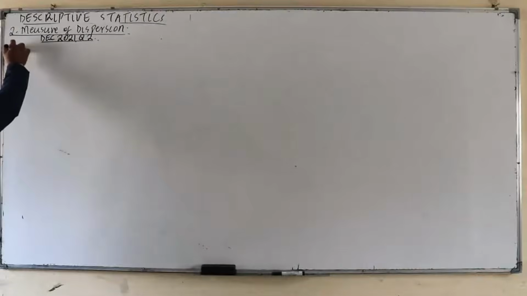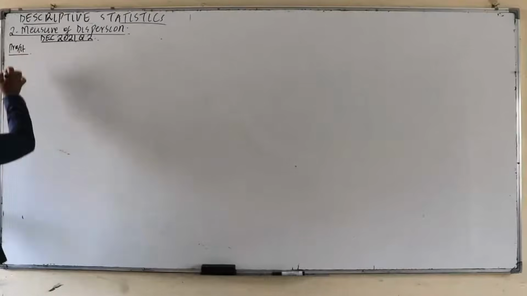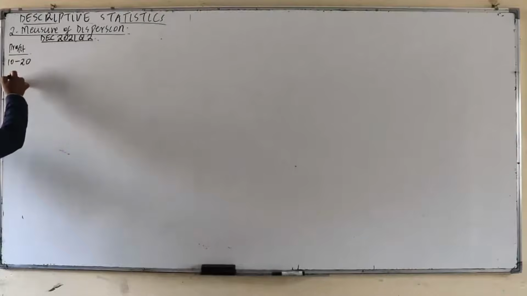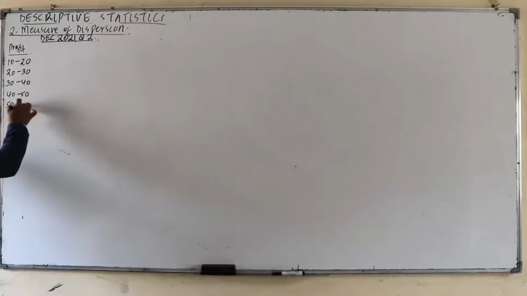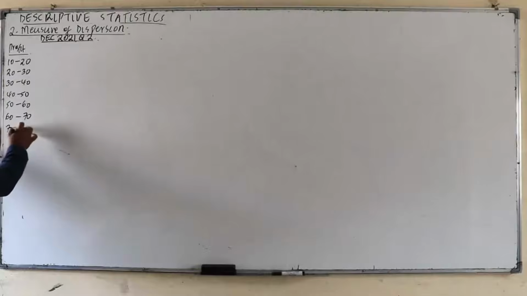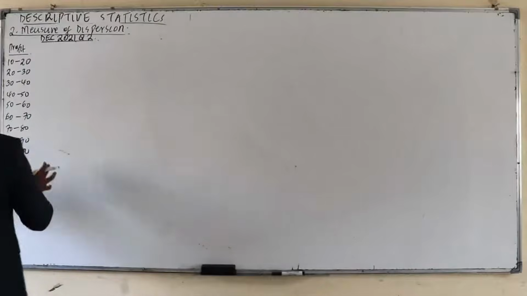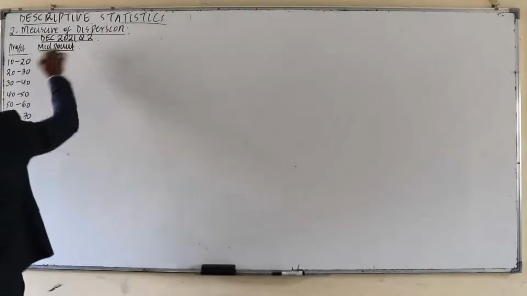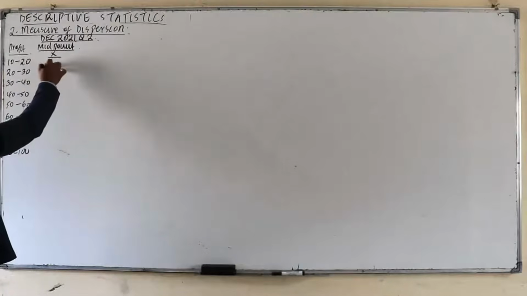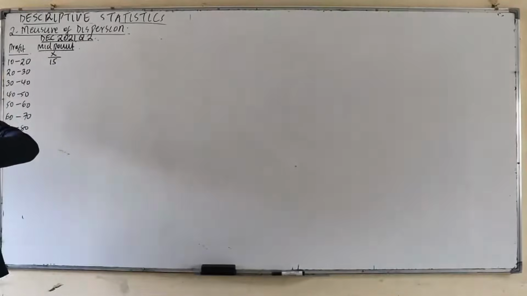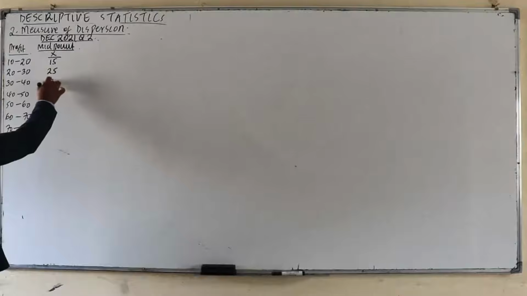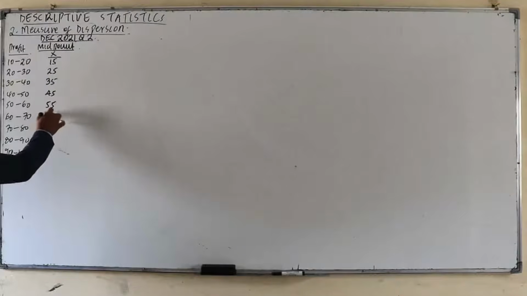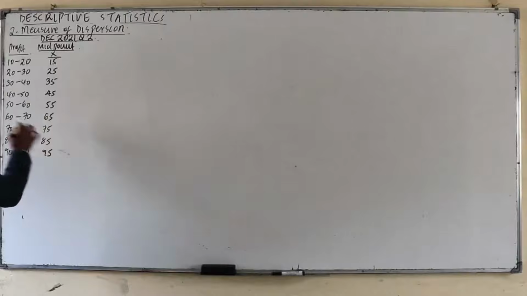So first of all, you have the profit. That's our interest. So between 10 to 20 million, 20 to 30, 30 to 40, 40 to 50, 50 to 60, 60 to 70, 70 to 80, 80 to 90, 90 to 100. Then we determine the average. That's our midpoint. Now, our midpoint will be our x. So 10 to 20, that is 30. 30 divided by 2, you get 15. 20 plus 30, you get 50. 50 divided by 2, you get 25. This one will be 35, 45, 55, 65, 75, 85, 95.